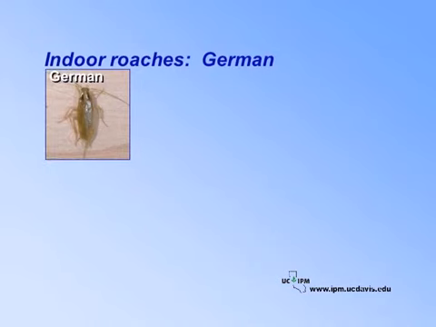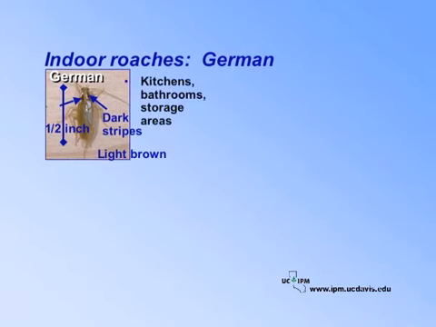The German cockroach is the most common indoor roach found in schools. It has a very high reproductive rate, develops rapidly, and prefers humid indoor locations. It is about ½ inch in length and light brown, with two dark stripes on the shield-shaped section behind the head. German roaches are found in kitchens, bathrooms, and storage areas, often near water sources or refrigerators.